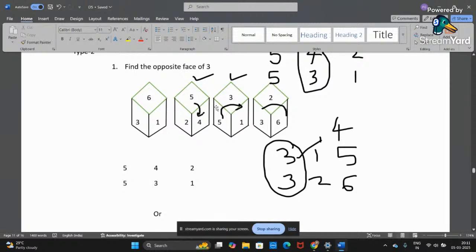Same way, we are comparing with this one because this also has 5 in common. So first we have to write 5. Then in cyclic form, what we get after 5 is 3. After 3 it is 1. We are writing that. So here we have to find the opposite face of 3. For 3, what is opposite here? 4, right? So 4 is your answer.